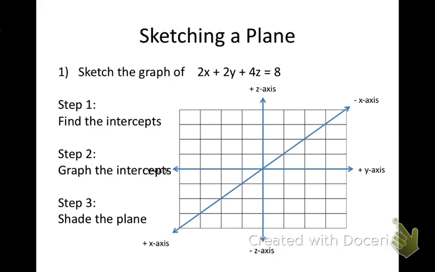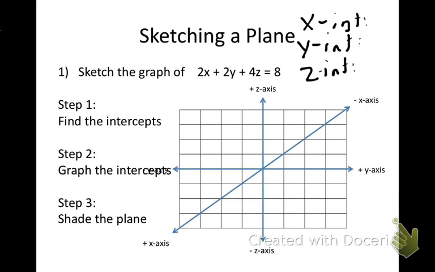All right, so number 1 here. I want to sketch the graph of 2x plus 2y plus 4z equals 8. Now, the first thing I need to do is find the intercepts. So I want to find the x-intercept, the y-intercept, and the z-intercept.